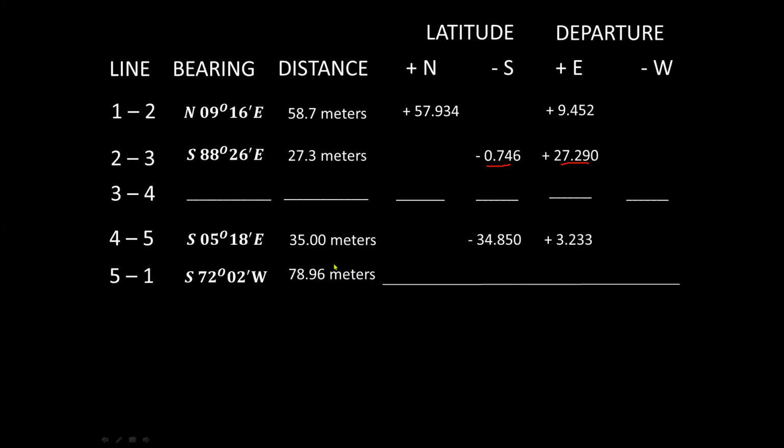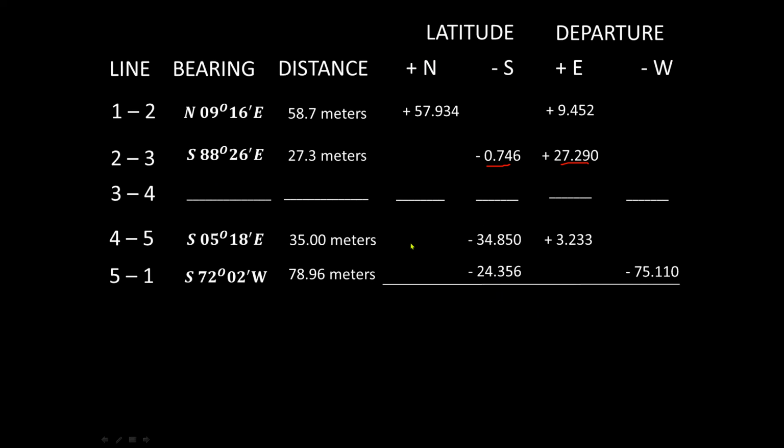And then finally, at the bottom, it is southwest, so the answer goes in the column of negative south and the column of negative west. So we use cosine for latitude and sine for departure. Those are our answers. Now, as we can see, our data for latitude is complete except for line 3-4, which we are looking for. Same thing with the departure.